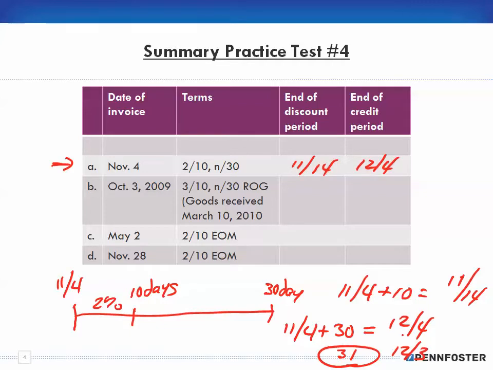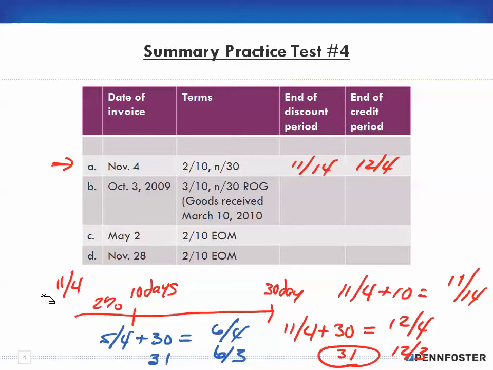What if this happened to be instead of 11/4, let's call this May 4th, okay? And you add 30 days, right? It's not going to be June 4th because why? May has 31 days in it, so that's going to make the end of the credit period June 3rd, 30 days. So always pay attention to how many days are at the end of a month, okay?